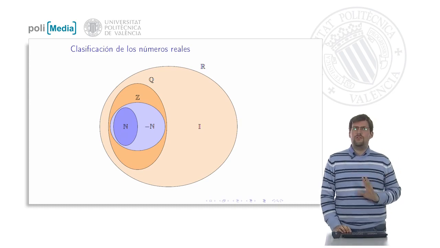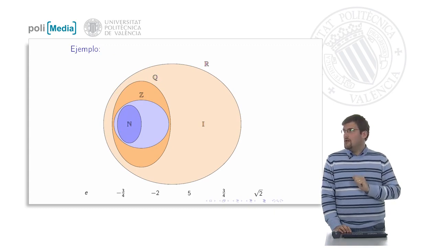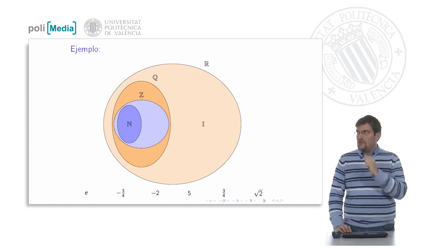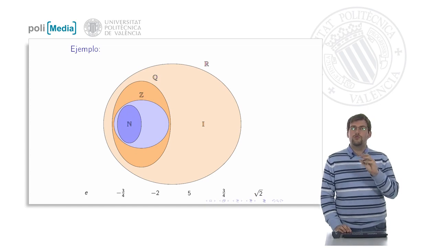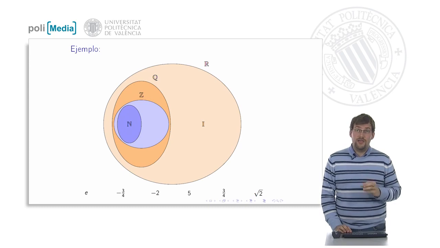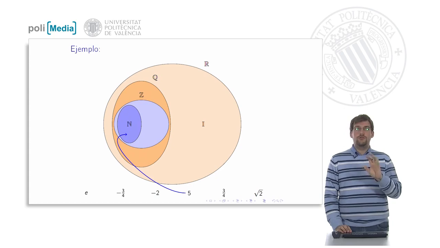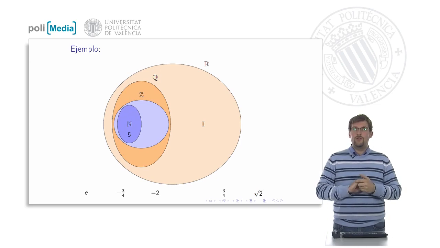Well, this is the relational structure of the different numerical sets that we have seen. Let's try to see an example with several examples to place the numbers where they belong. Here below, we can see a series of numbers. The number e, minus 3/4, minus 2, 5, 3/4, and root of 2. And what we are going to do is to place them in the part of the diagram where they belong. First, we are going to start with the simplest, the number 5. We know that the number 5 is a natural number, and therefore it would go in the purple area. We place it there, and it remains within that area.